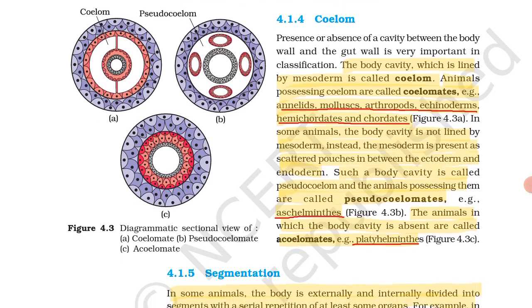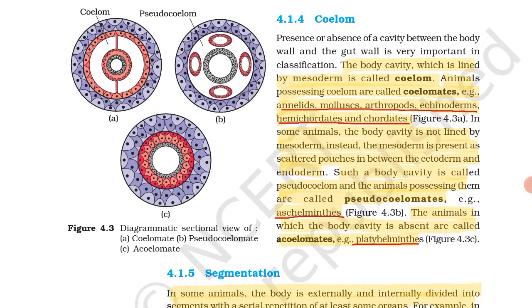The animals possessing coelom are called coelomates. Examples are Annelida, Mollusca, Arthropoda, Echinodermata, Hemichordata and Chordata. From each step you have to learn the examples in this animal kingdom. What is meant by coelomate? The animals which exhibit mesoderm in their germinal layers and possess a coelom are called coelomates.